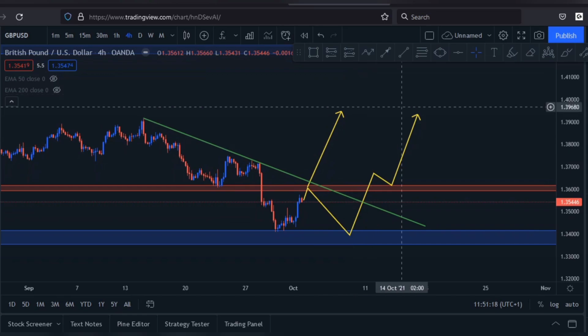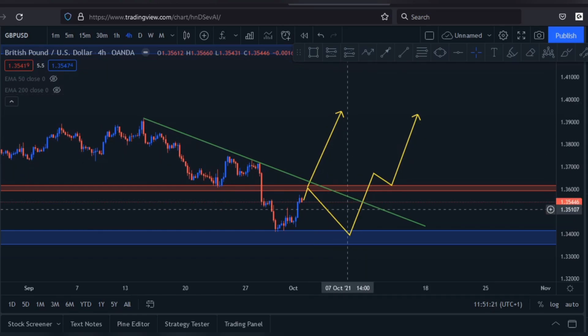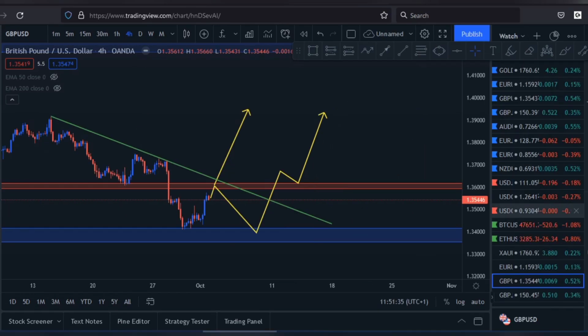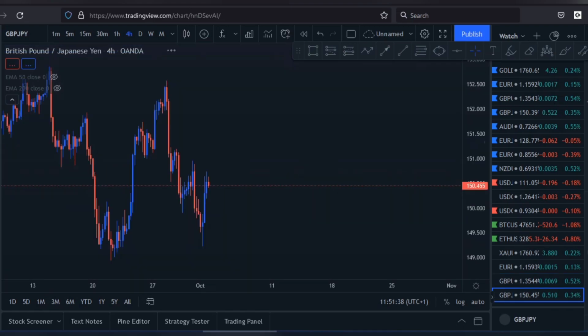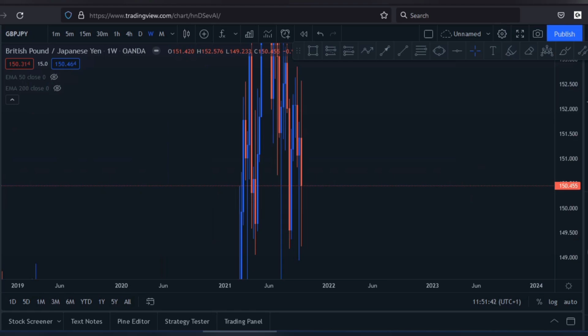So next we'll be talking about GBP JPY. So for GBP JPY, again, we'll be looking at from the weekly time frame, so that we can plot our key areas.